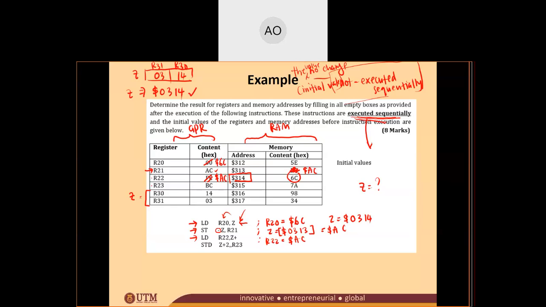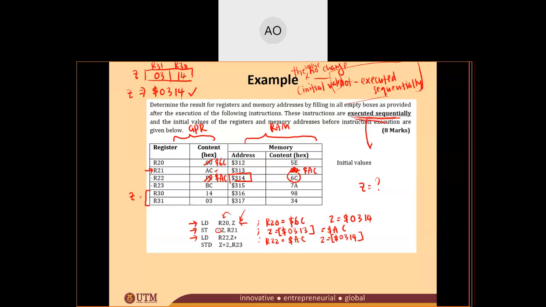Okay, next, what happened to your Z? Because this is Z plus, it means that this is post increment. Then Z increases by 1. So Z points to new address 0314. Okay, next.